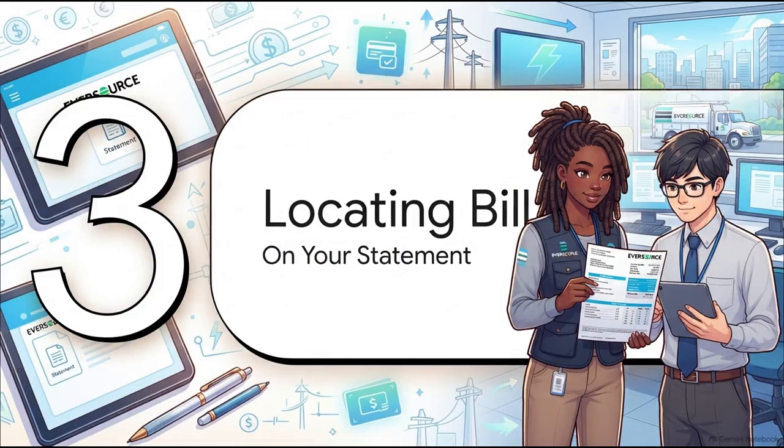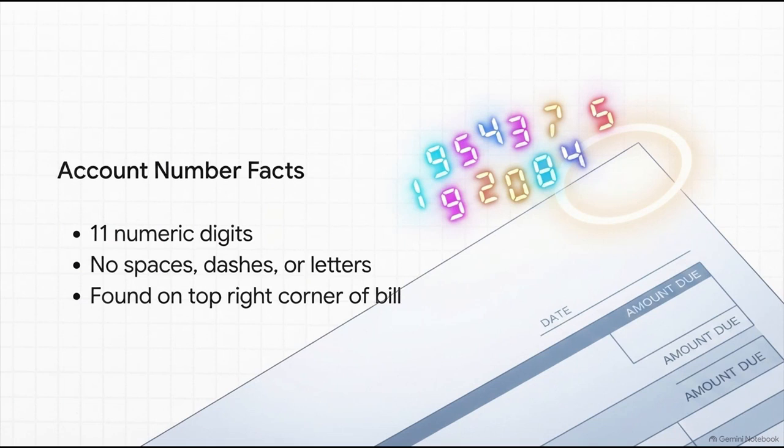Let's get into Section 3, Locating Details on your bill. Let's start with the big one, which is your account number. When you look at your bill, I want you to direct your eyes straight up to the top right corner. What you're looking for is a sequence of exactly 11 numeric digits. And guys, this is a very strict rule. There are no spaces, no dashes, and absolutely no letters. Just 11 straight numbers. If you're ever typing it in online and the system keeps rejecting it, double check that you haven't accidentally included a dash or a letter by mistake.